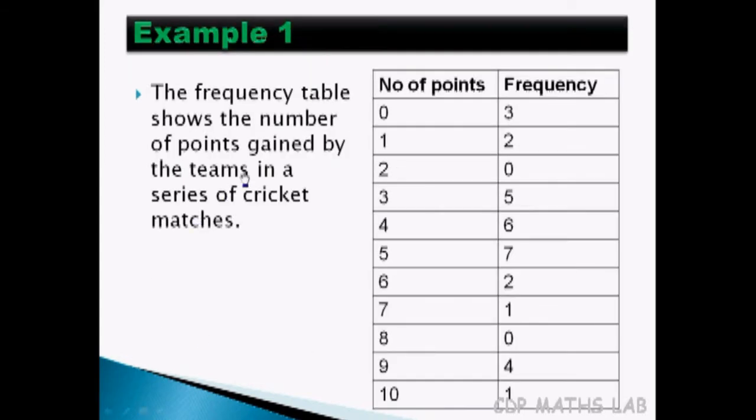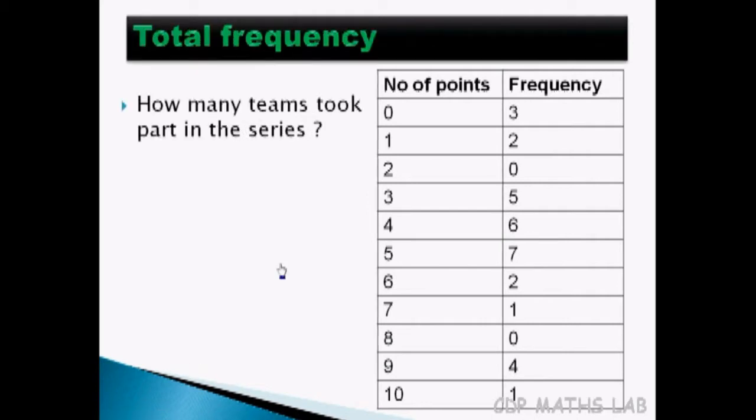Now here's an example. Now remember, we had asked you to do this example before I show you what to do. So pause the video, use the notes to guide you in constructing the histogram for this example. Now the frequency table shows the number of points gained by the teams in a series of cricket matches. So here are the points, and here's the frequency for each point gained. Now here's the question. How many teams took part in the series?